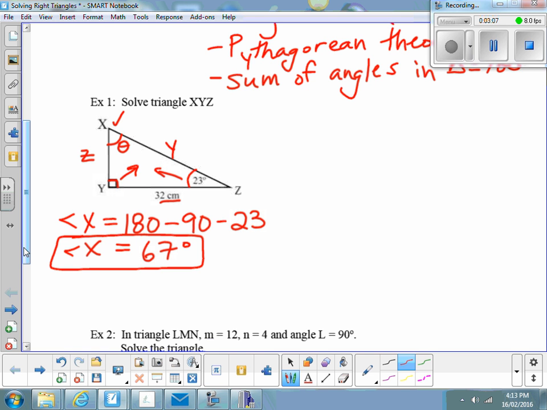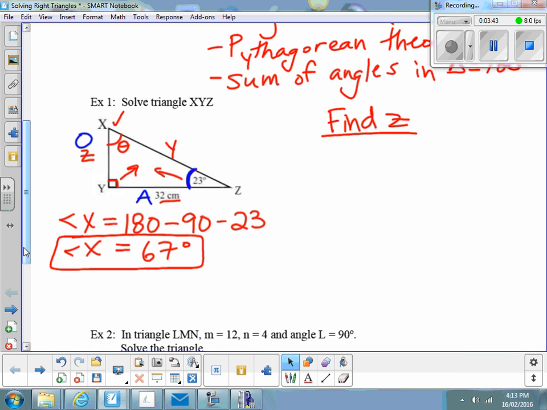Now I need to find side Z or side Y. And the nice thing with trigonometry is that we could find either one. I'm going to find Z first, but we could find either one. So if I'm going to find side Z, I'm going to use this angle here, the 23. And now if I'm going to use trigonometry, I've got to label the two sides I'm going to work with. So I'm trying to find this side, that's opposite. And the side that I know is 32.